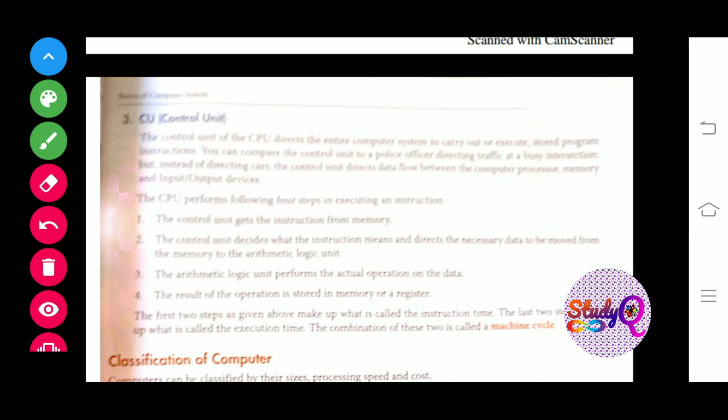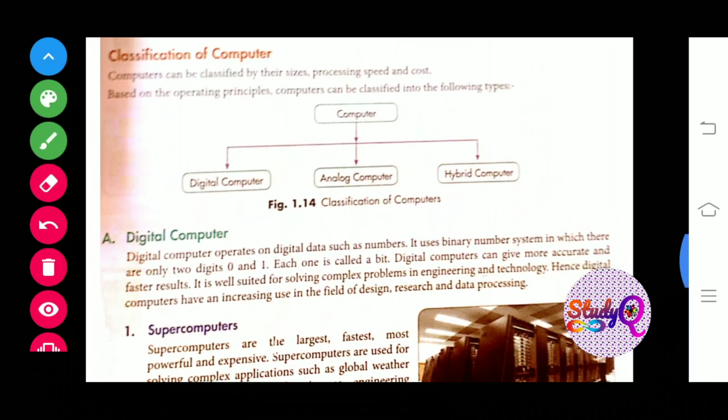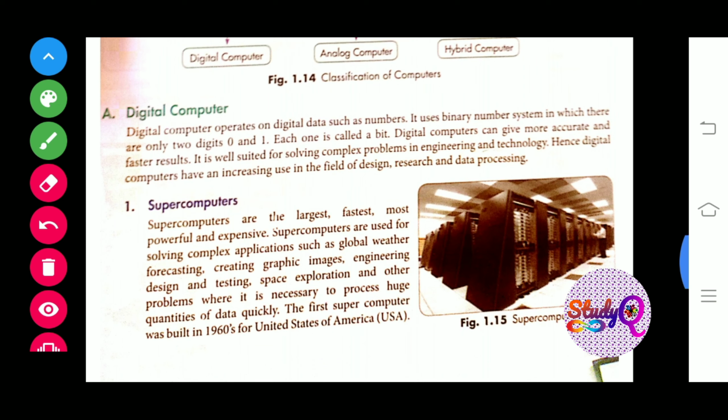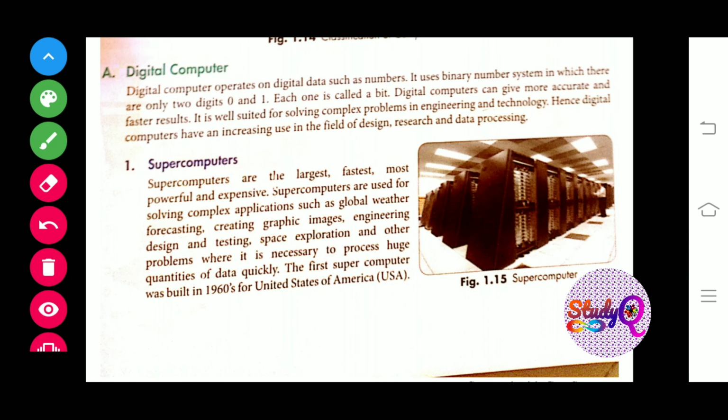Now after this there is the classification of computers. Now this is visible to everyone. Computers can be classified by their size: digital computer, analog computer and hybrid computer. In 6th class we have read about this. A digital computer works on digital data like digits 0 or 1, binary digits, each one called a bit. A digital computer operates on digital data such as numbers. Now, on the basis of size there are multiple computers like supercomputer and mainframe computer.